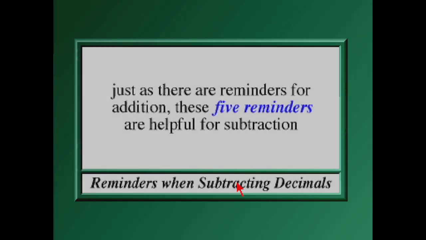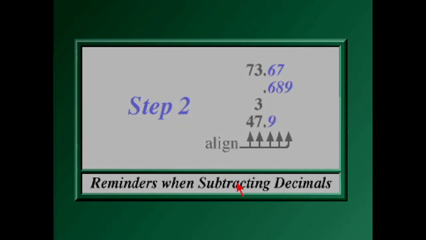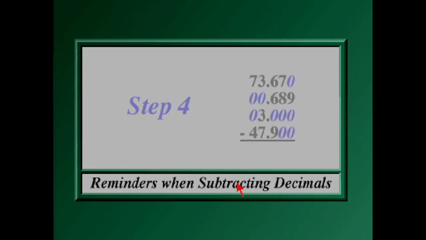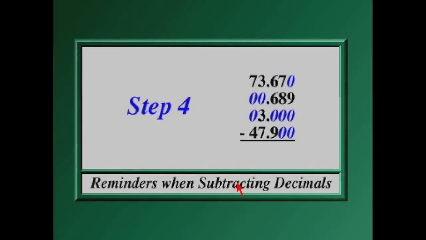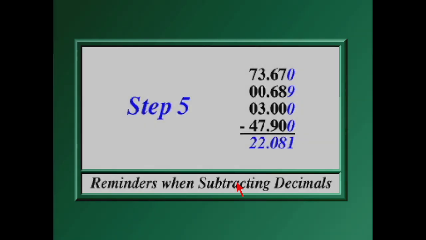Just as there are reminders for addition, these 5 reminders are helpful for subtraction of decimals. When subtracting decimals, keep the decimal points aligned. Next, keep the tenths, hundredths, thousandths, and so forth properly aligned. Keep whole numbers aligned in columns, ones under ones, tens under tens, etc. Make sure both the minuend and subtrahend have the same number of places. Add zeros as needed. Keep the decimal point in proper alignment in the final difference.